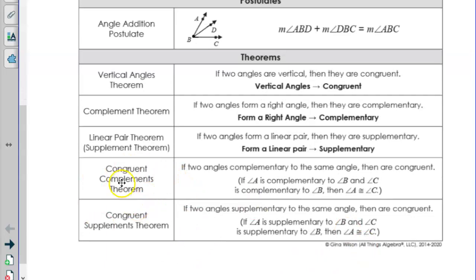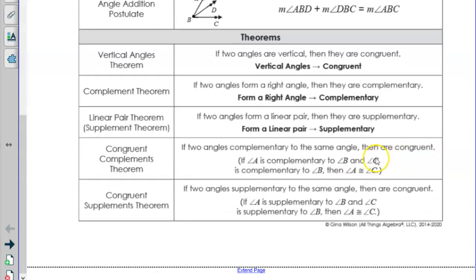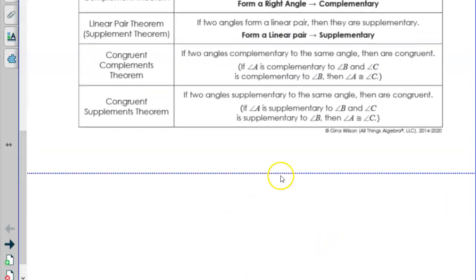These two are called the congruent complements theorem and the congruent supplements theorem. What the congruent complements theorem says: if two angles are complementary to the same angle, then they are congruent. So think about what that's saying. If two angles are complementary to the same angle, then they are congruent. Maybe explain that one? How does that work? Two angles are complementary to the same angle. Why are they congruent?